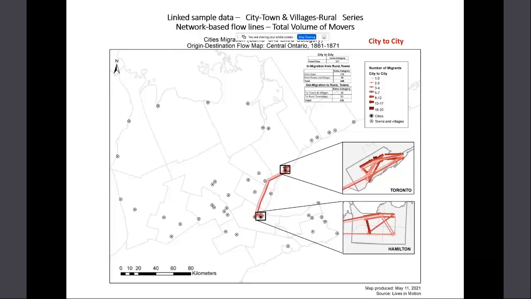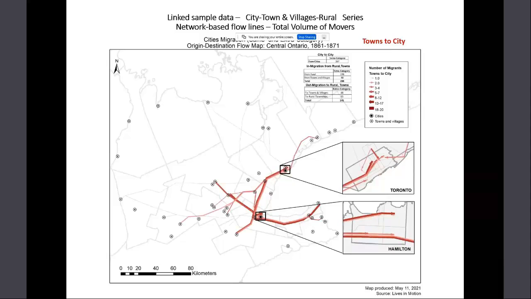Much easier to absorb. One minute, Byron. So we did a series of maps showing migration into cities, from other cities, from towns and villages, and from rural townships. Here's the simplest one, showing migration flows within and between the two cities in our study area.